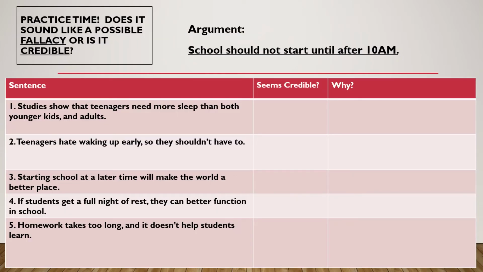Okay, let's go ahead and see some practice sentences with fallacious reasoning. What we're going to do is read all of these sentences and decide, are they credible or is it a fallacy? Not a fallacy. All right, so number 1, studies show that teenagers need more sleep than both younger kids and adults. That is credible because it comes from a source of authority. So I'm going to write authority. Teenagers hate waking up early, so they shouldn't have to. That is a fallacy because it is an opinion.